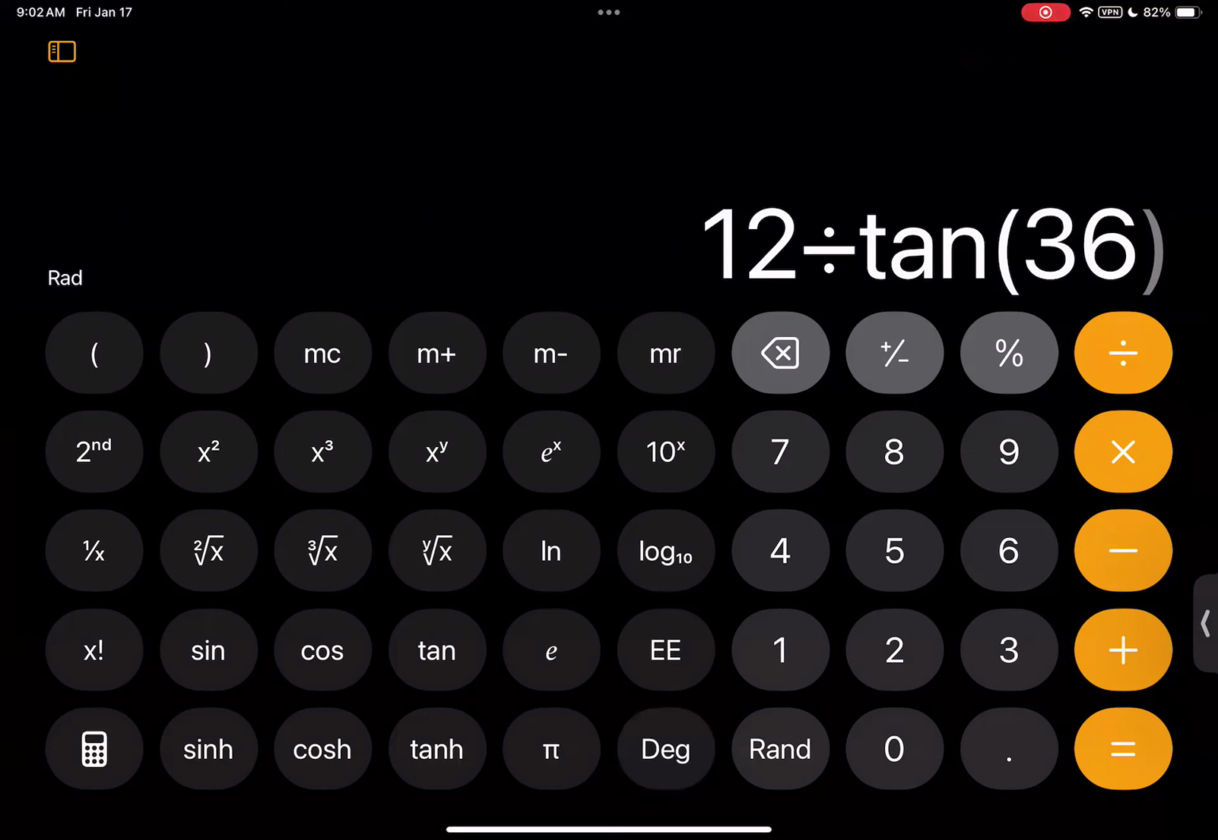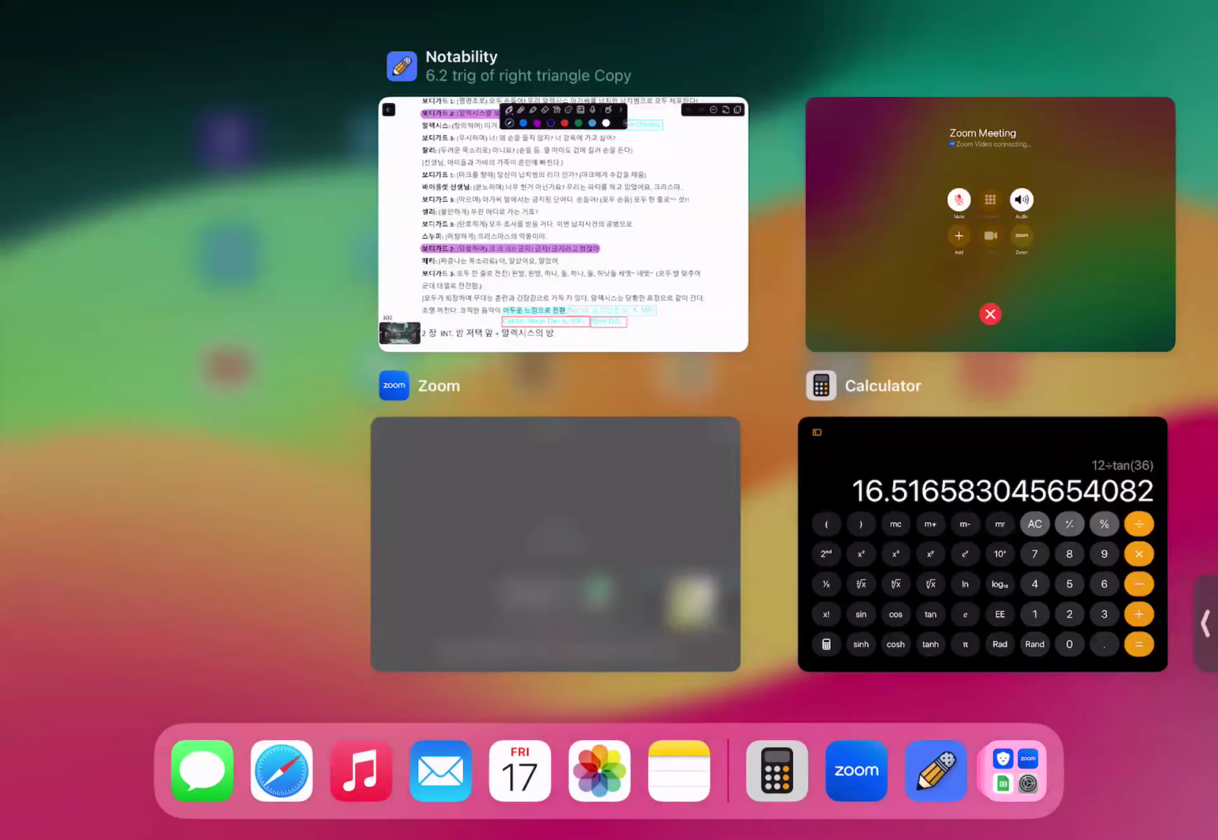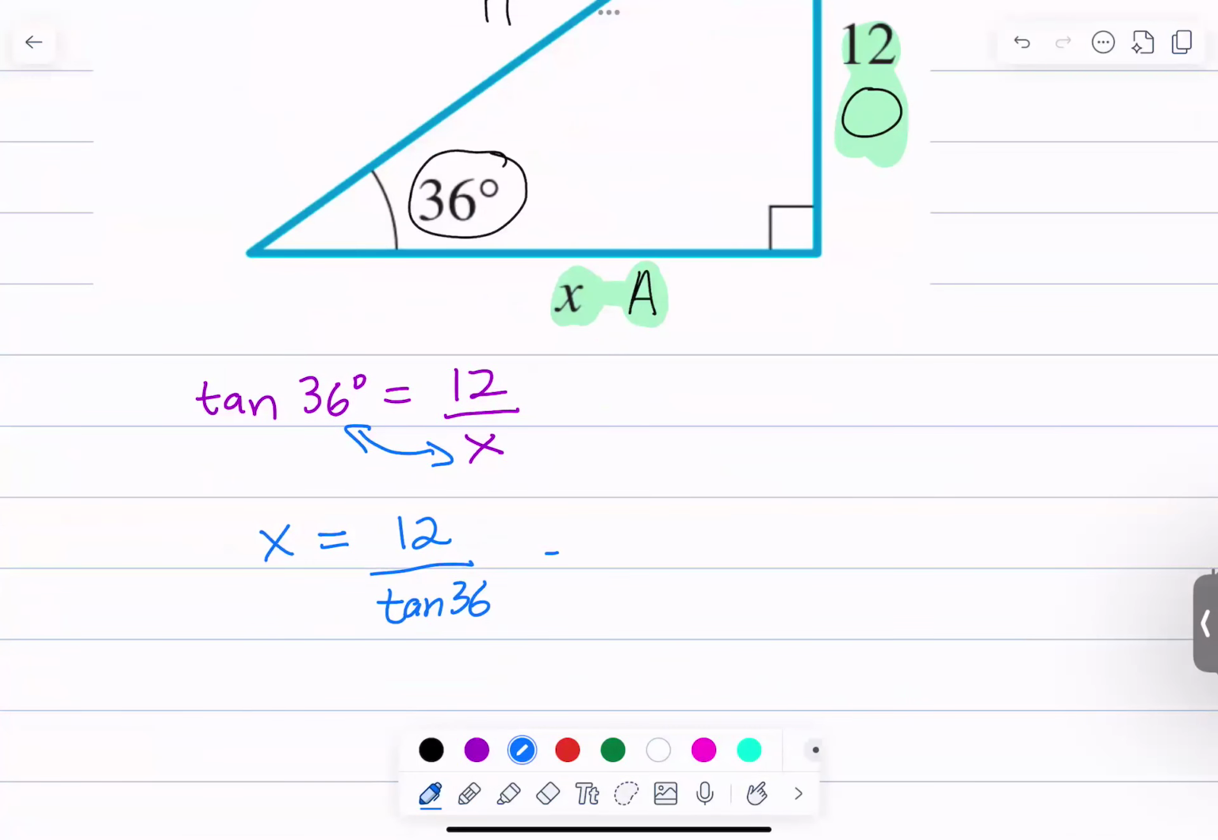On your iPhone, or if you have this as your calculator, as long as your screen is clear, you're in degree mode. If you have another one, you have to click through your modes and make sure you're in degrees. So if we enter that, that would be 16.517. So your answer would be x equals 15.517. And that's it.